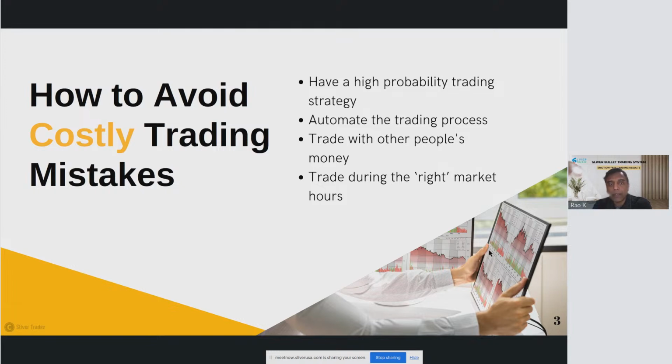Lastly, the key way to avoid mistakes is to trade only during the right market hours. The market hours when the market is most liquid, there are many market participants. It's not a dull time. So trading at the right time is important as well to avoid costly trading mistakes.